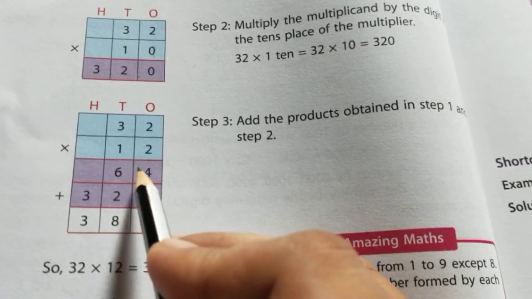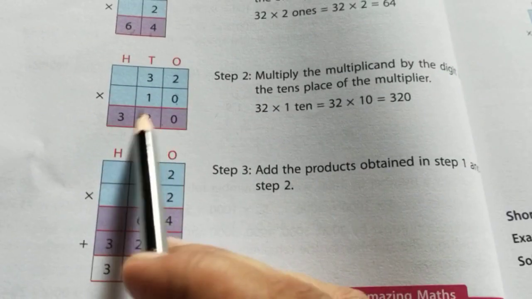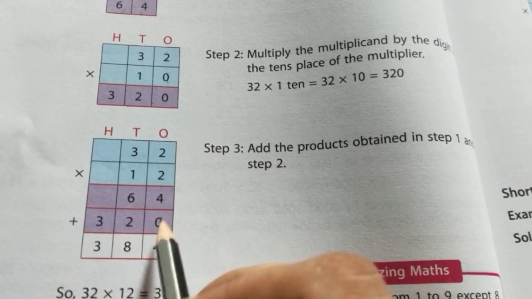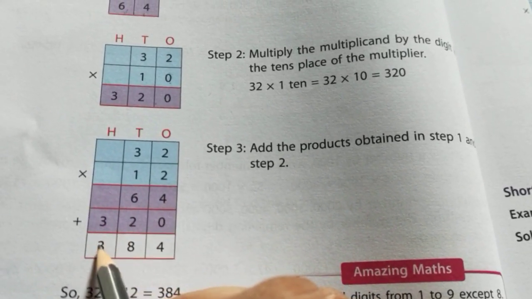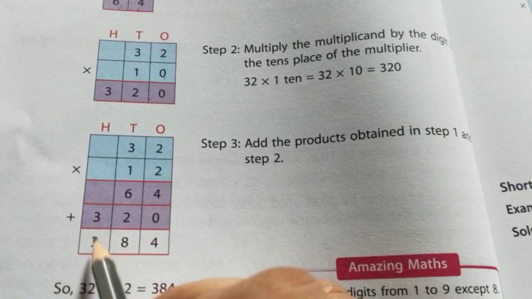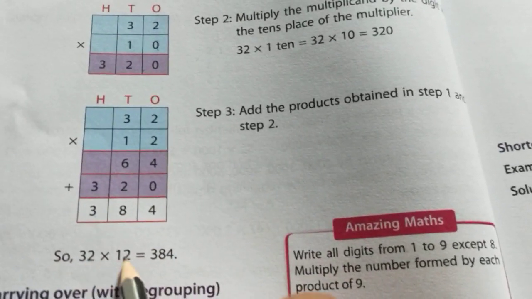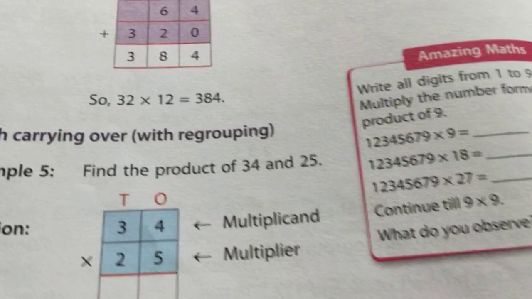Now again you write this whole number, 32 into 12. 32 into 2 is 64. Now you write the other answer, which is 320. Now you add these up. 4 plus 0 is 4, 6 plus 2 is 8, 3. There is no number above here, so you bring down 3. Over here the answer is this. So 32 into 12 will be 384.